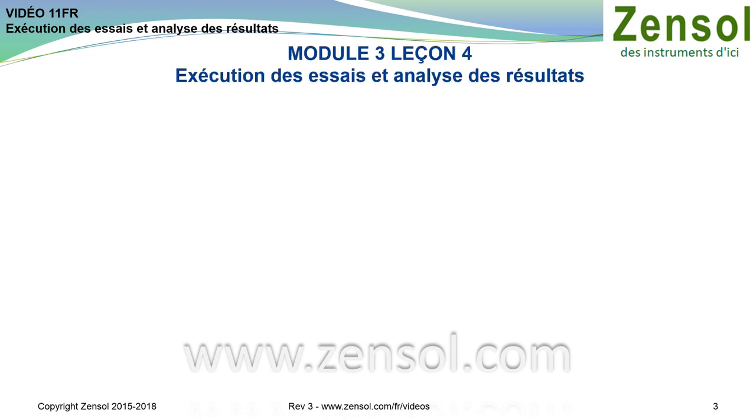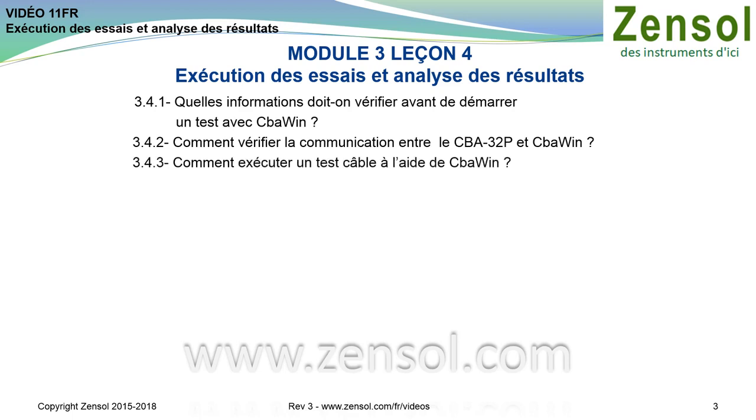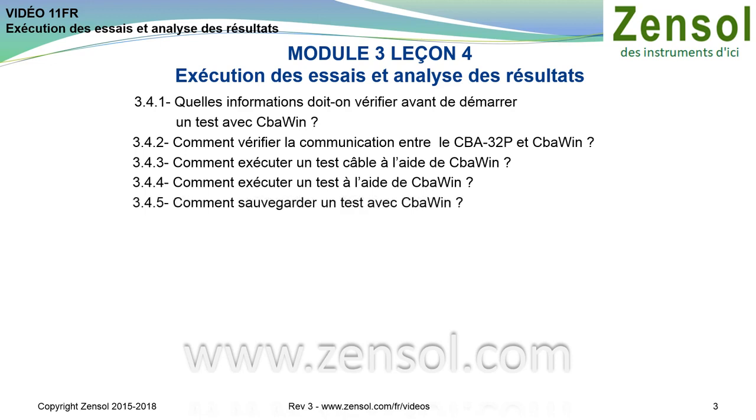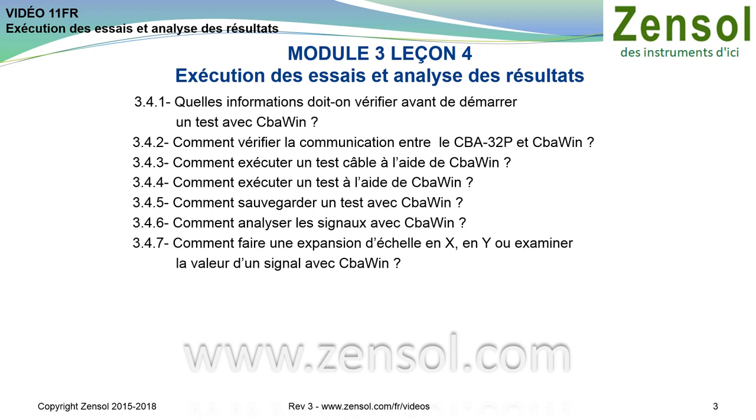What information should I check before starting a test with CbaWin? How do I check communication between the CbaWin and the computer? How do I run a cable test with CbaWin? How do I run a test with CbaWin? How do I save a test with CbaWin? How do I analyze signals with CbaWin? How do you scale in X, Y, or examine the value of a signal with CbaWin? How do I display tabular reports? How do I export to Excel with CbaWin? How to test displacement with a ZLR mechanical kit? How to test displacement with a ZMS mechanical kit?